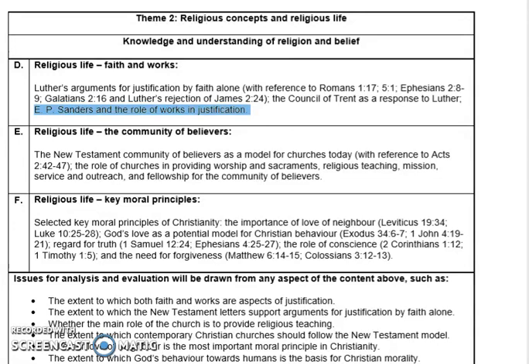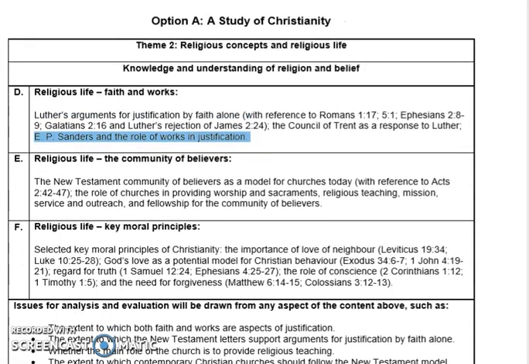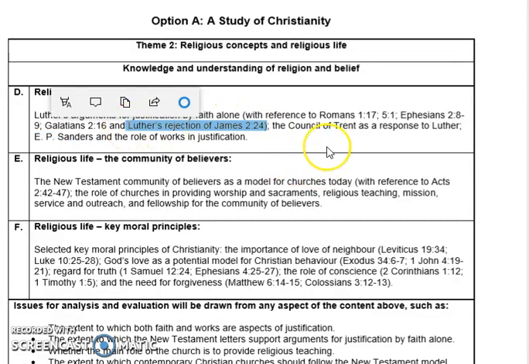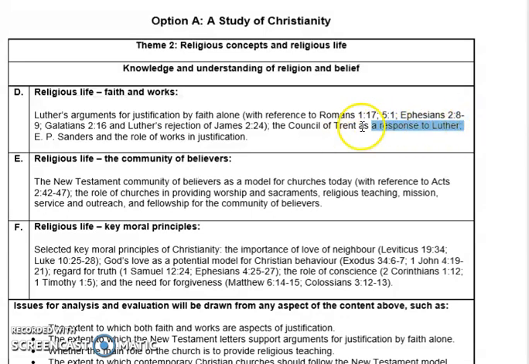So if we look very quickly at the specification, this is theme 2D. It's called Religious Life, Faith and Works. And so on the spec, it says Luther's argument for justification by faith alone, and Luther's rejection of James 2:24. So this little bit of the spec has been tested. The Council of Trent as a response to Luther, and E P Sanders and the role of works in justification. Please don't forget, that could be the question. What was the response of the Council of Trent to Luther?